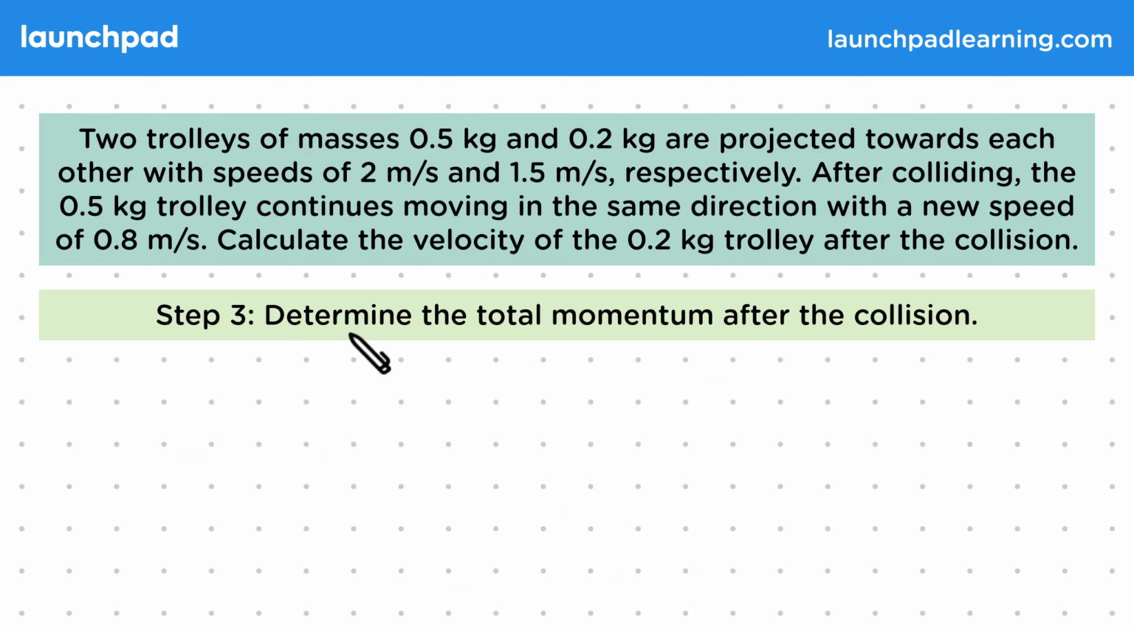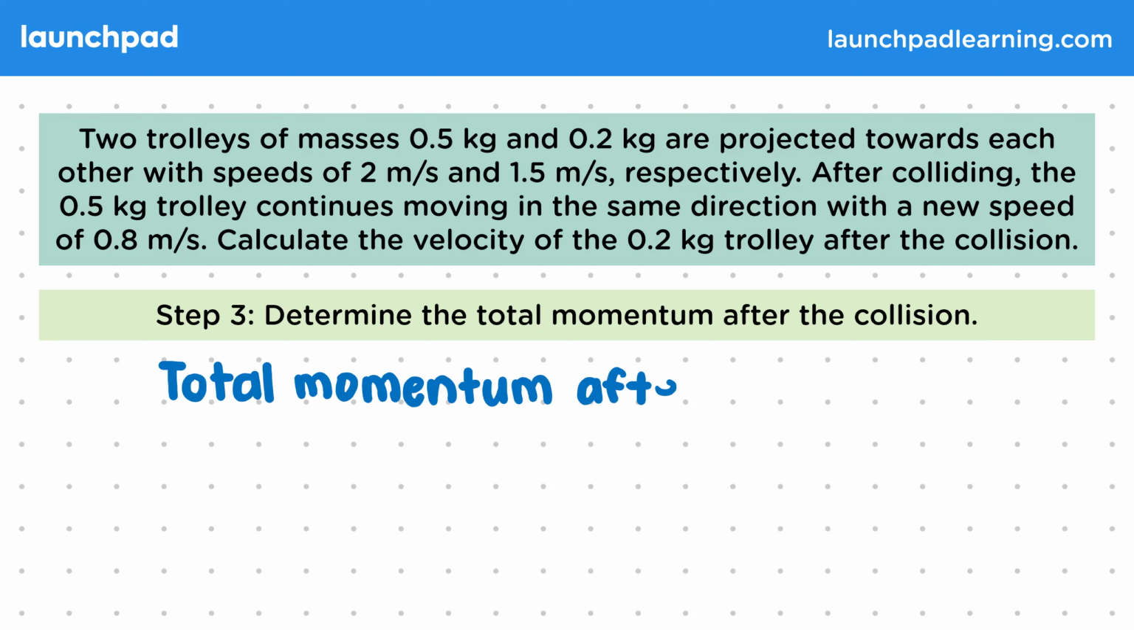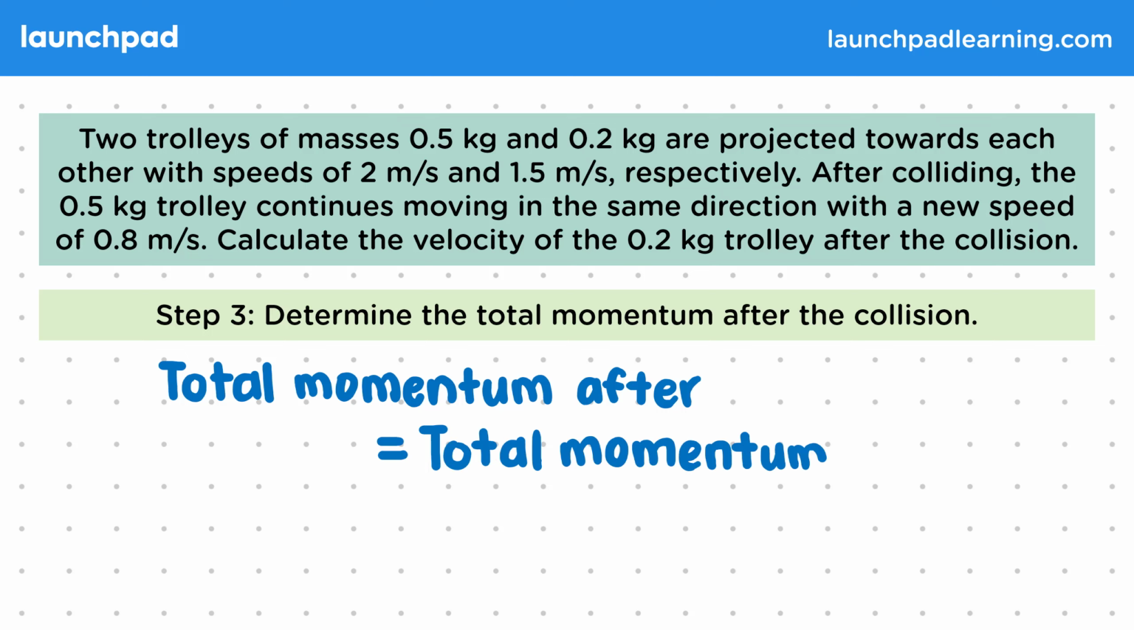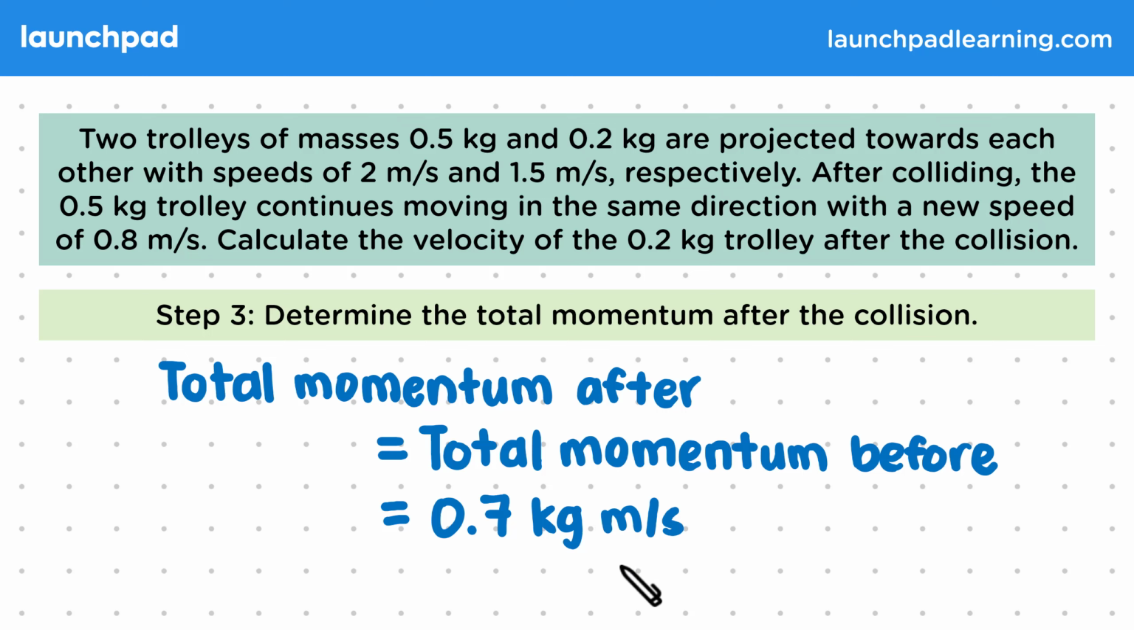For step 3, determine the total momentum after the collision. So this is where we need to bring in the principle of conservation of momentum. So we know that the total momentum after the collision must be equal to the total momentum before the collision. In other words, the total momentum after the collision is also equal to 0.7 kilogram meters per second, and it's a positive value. We can use this total to find the momentum of the 0.2 kilogram trolley after the collision and use that momentum to find its velocity. But there's another step we need to do first.